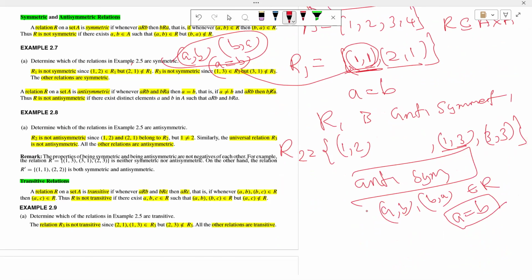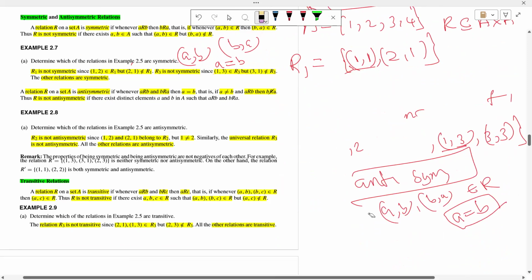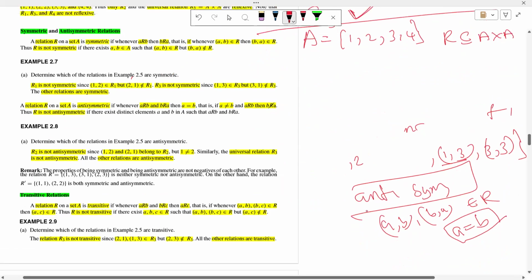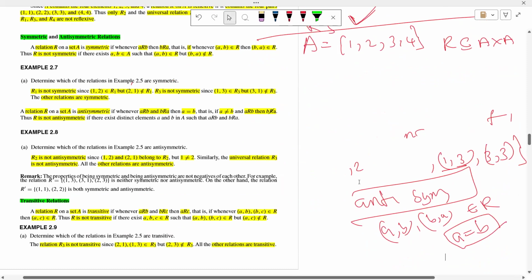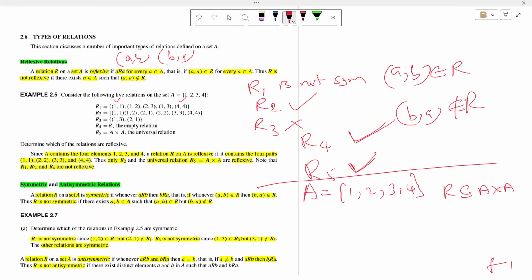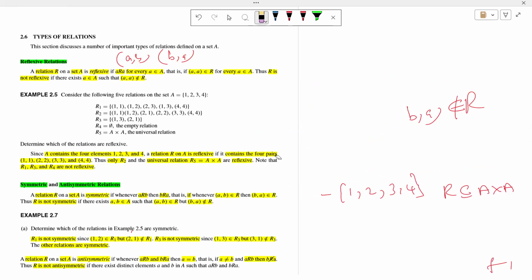Okay, now we will look at antisymmetric for all five relations, one by one, right? Only the last portion is left. Now just look at them one by one. If you look at the first one, relation R1, what do you think about whether it's antisymmetric or not?